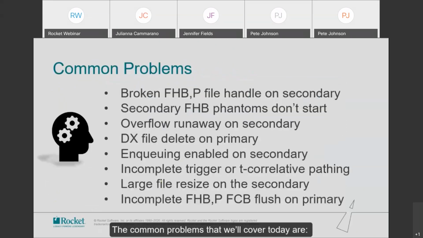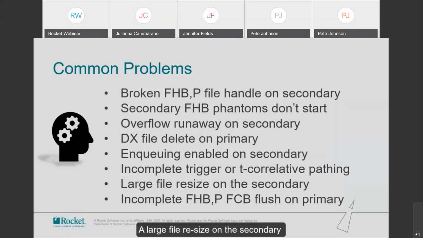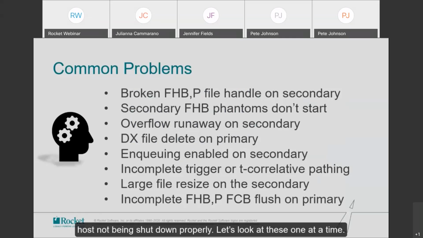The common problems that we'll cover today are: broken FHB, file handle on the secondary; phantoms won't start on the secondary; overflow runaway condition on the secondary; deleting a DXed file on the primary replicates that file to the secondary; enqueuing enabled on the secondary; incomplete file pathing in collex triggers or indexes defined on translate correlatives; large file resize on the secondary; incomplete flushing of the FHB, files file control block due to the primary host not being shut down properly. Let's look at these one at a time.